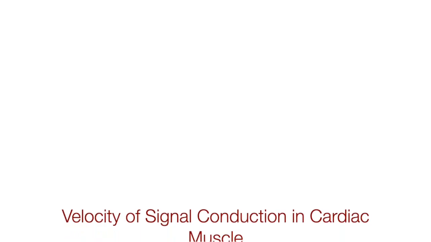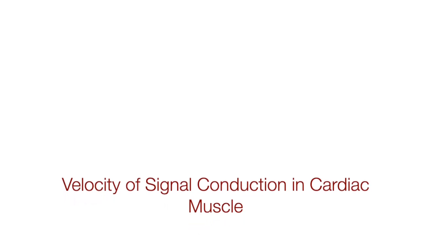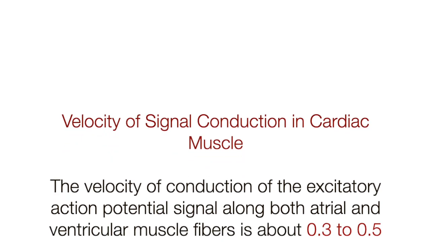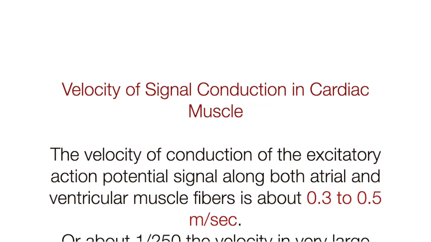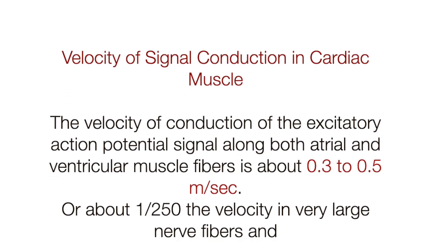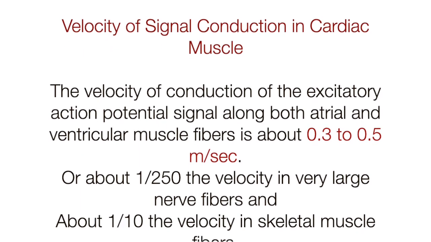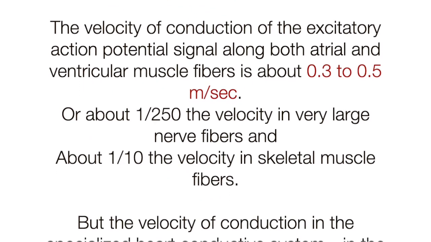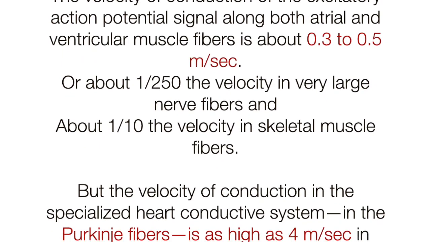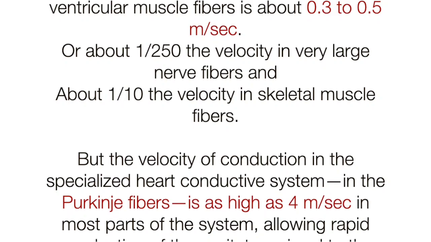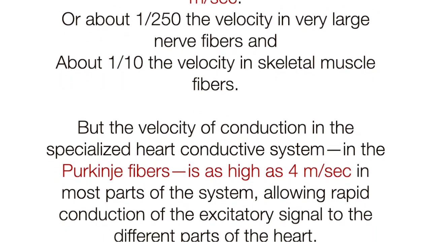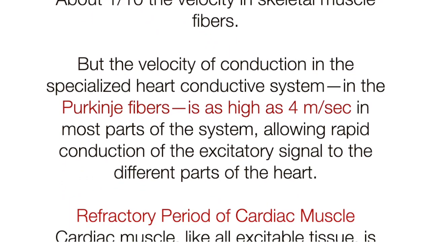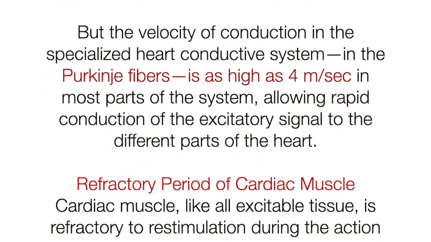Velocity of signal conduction in cardiac muscle. The velocity of conduction of the excitatory action potential signal along both atrial and ventricular muscle fibers is about 0.3 to 0.5 meters per second, or about 1/250th of the velocity in very large nerve fibers and about 1/10th the velocity in skeletal muscle fibers. But the velocity of conduction in the specialized heart conductive system in the Purkinje fibers is as high as 4 meters per second in most parts of the system, allowing rapid conduction of the excitatory signal to the different parts of the heart.